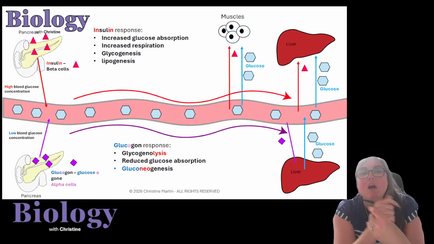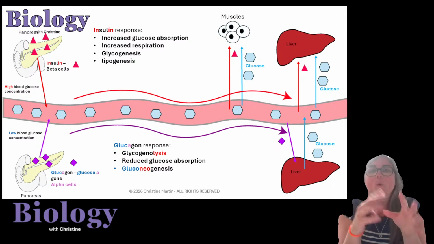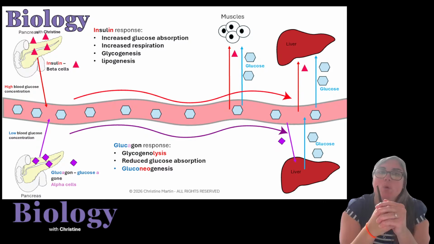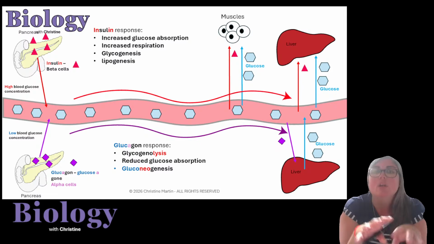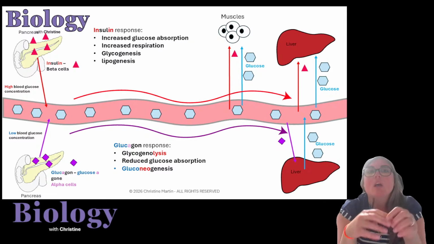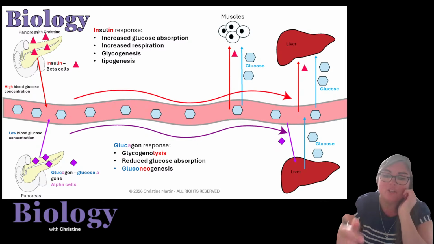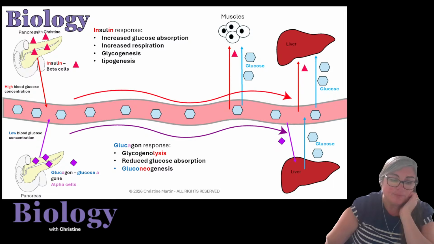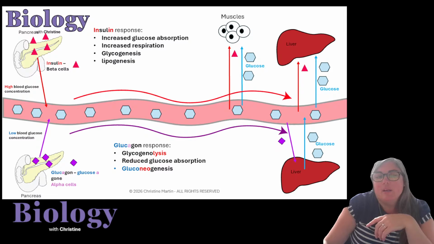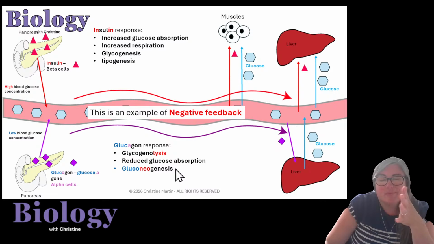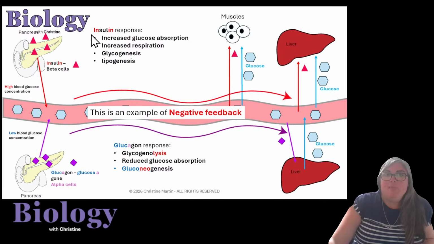If we are having low blood sugar levels, we are therefore going to have glucagon released when that binds to the liver. That is therefore going to cause glycogenolysis. We're going to hydrolyze the glycogen down. We're going to reduce the glucose absorption. And we are also going to potentially produce glucose from other substances such as the glycerol or the proteins, the carbon skeletons. So what is this an example of? Negative feedback. It's negative feedback.